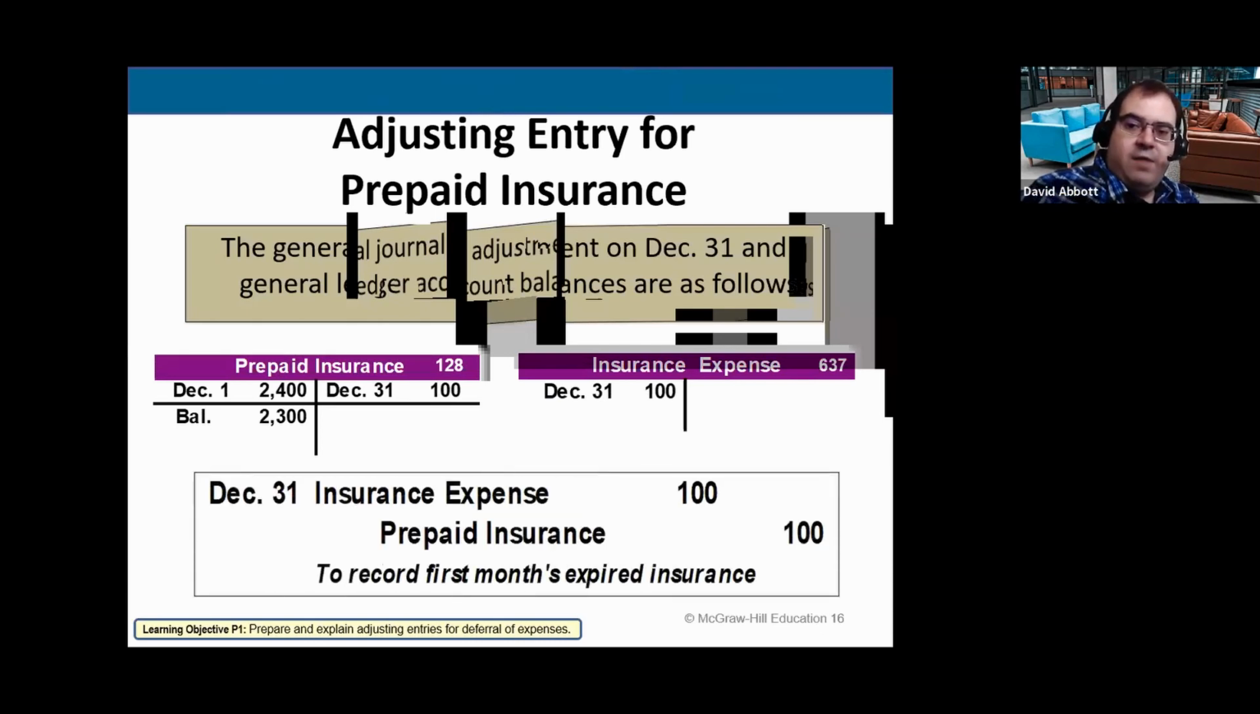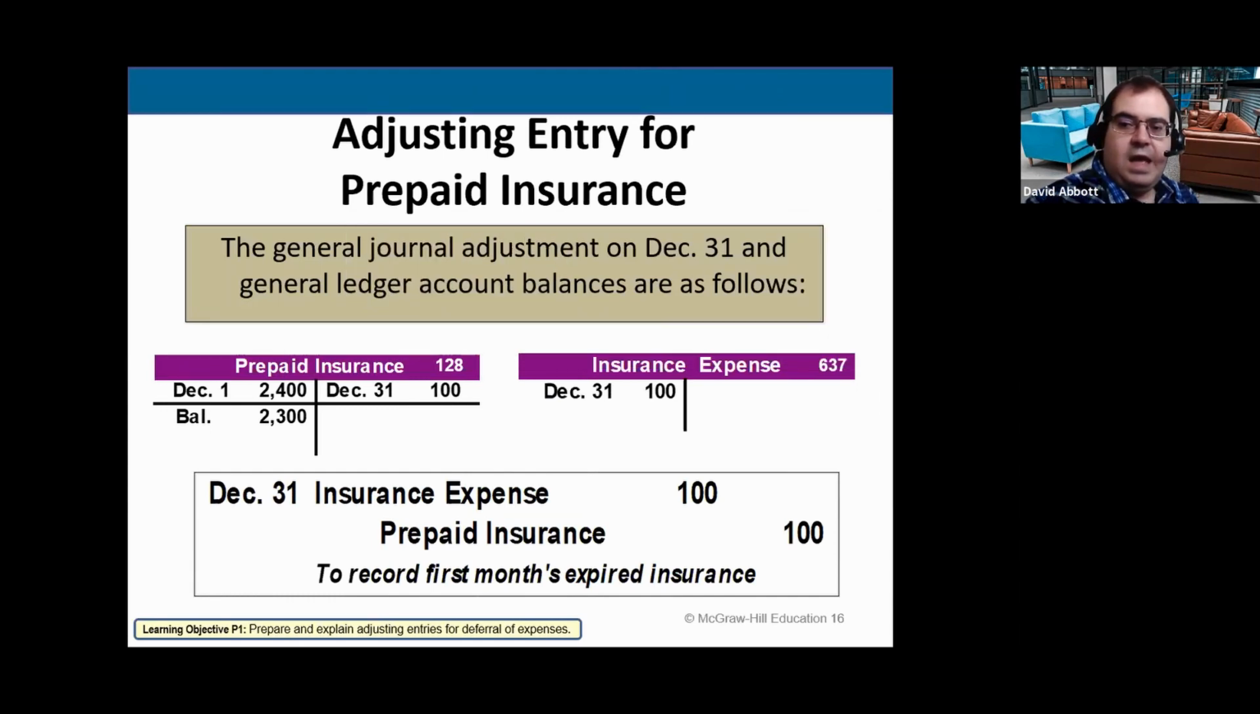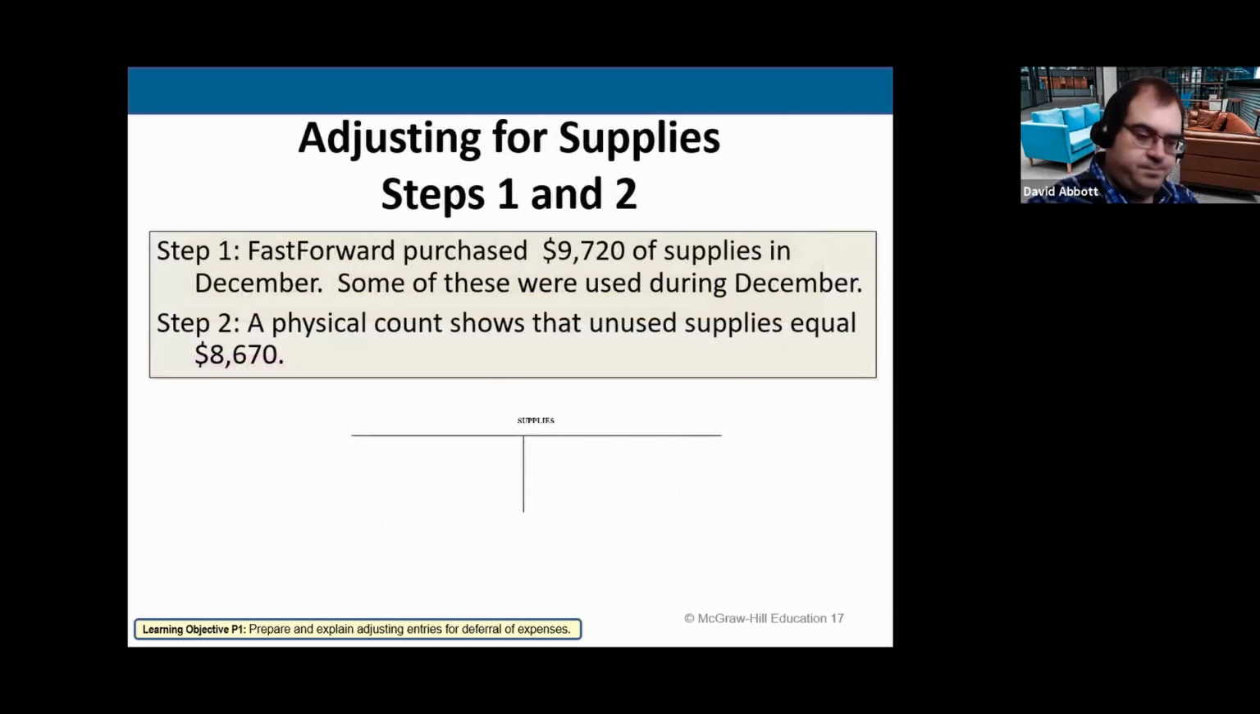So again, you write the date, you debit insurance expense $100 because you need to increase the expense, and then you credit the asset, which is prepaid insurance, $100 because that's what you used. Okay, so you debit insurance expense $100, and then you credit prepaid insurance. And then you can put a note on there that says it's to record the first month's expired insurance.